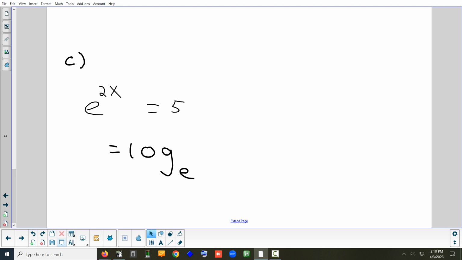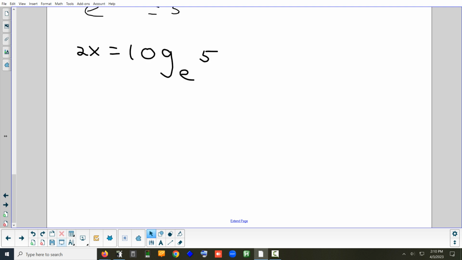All right. What else? What's the argument? 5. Yep, 5 is the argument. And logarithm always equals what kind of number? Equals the exponent. So we need to find an exponent. 2x. So 2x equals log base e of 5.